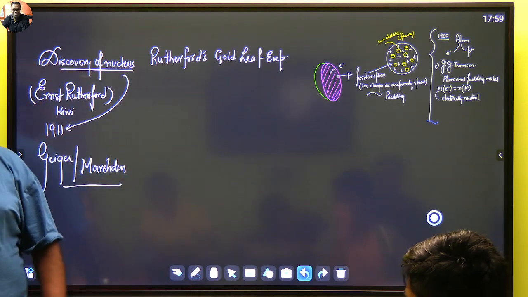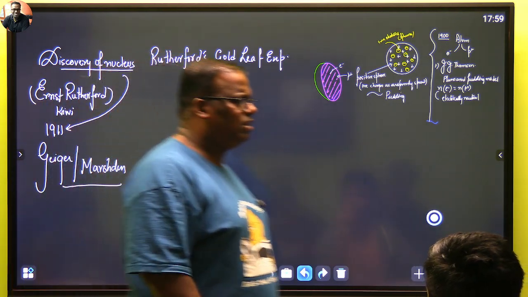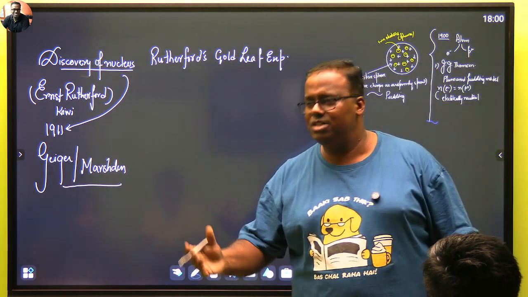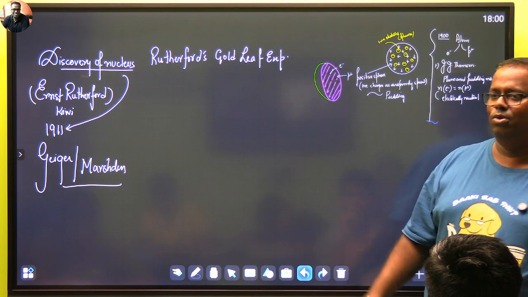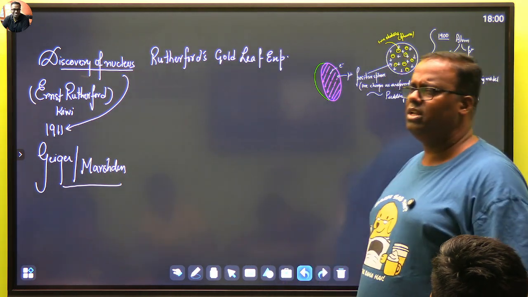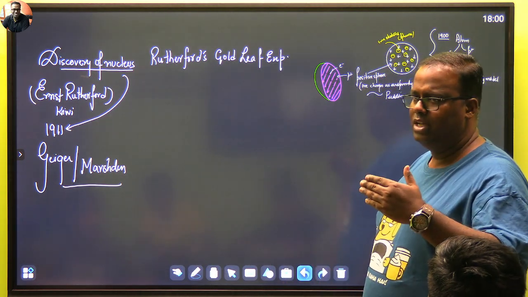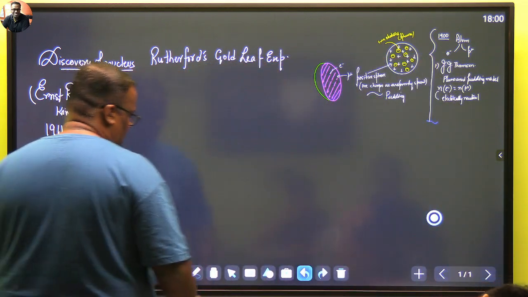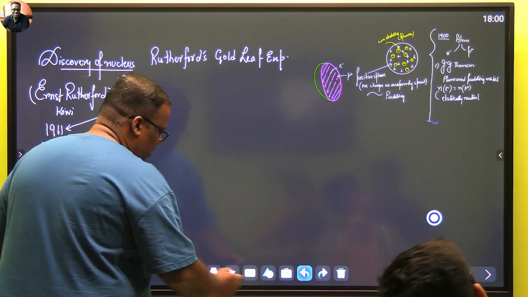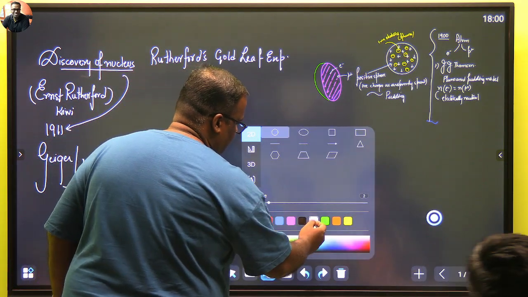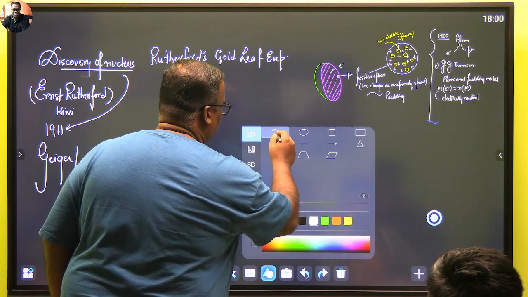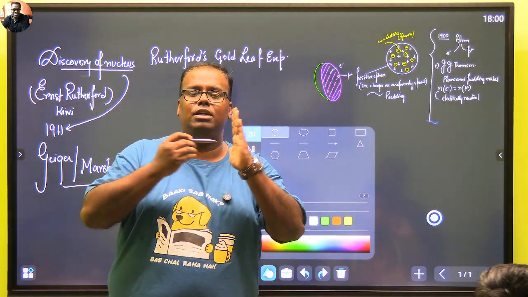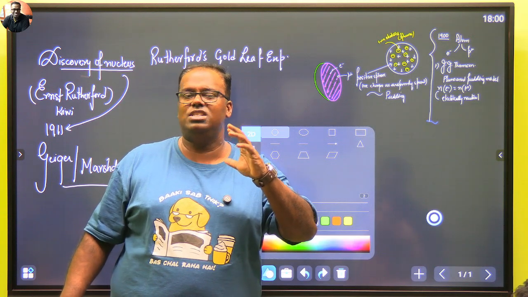What Rutherford did was take a thin foil of gold, something like what you have inside your Cadbury's Dairy Milk wrapper, a thin foil. Why did he take gold? Because gold's atomic number is quite high, so the number of protons is also high. So he took a thin foil of gold, and he bombarded it with particles known as alpha particles.